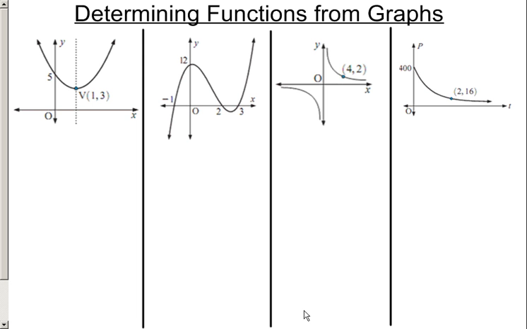And we're going to see how we do that by looking at these four examples. So the first example we see here has this nice parabola shape going through here. And the first thing we have to do is identify what type of function it is. And that's from the shape of the graph. This is a parabola, and we know that a parabola is a quadratic function.